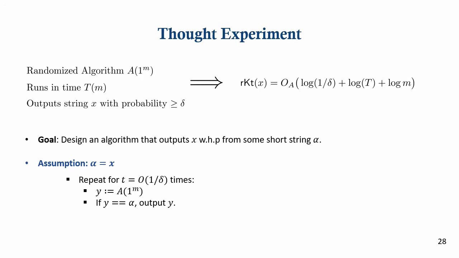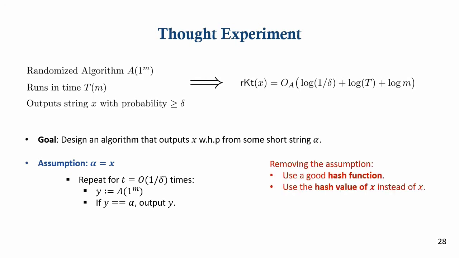Then we can try to output X by doing the following. We run the sampler A O of 1 over delta times. And each time we compare the output of the sampler with the string alpha. If they are equal, we just return the output. Because the sampler A outputs X with probability at least delta, and we run A O of 1 over delta times, with high probability one of the outputs of A is X, and in this case, we will correctly output X.